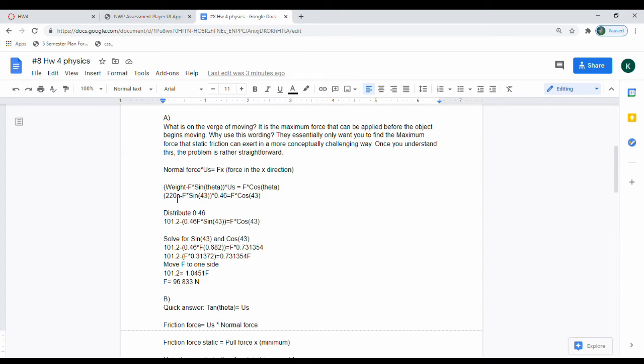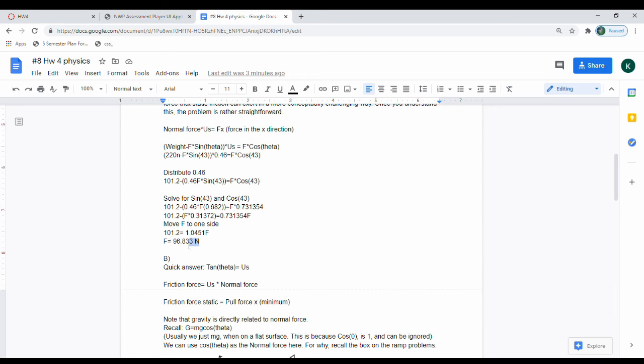So then you plug in your numbers into the weight minus F times sine theta, all times the coefficient of static friction, which should equal F cosine theta. And then you go through the work and you should get an answer somewhere around here, depending on your numbers.